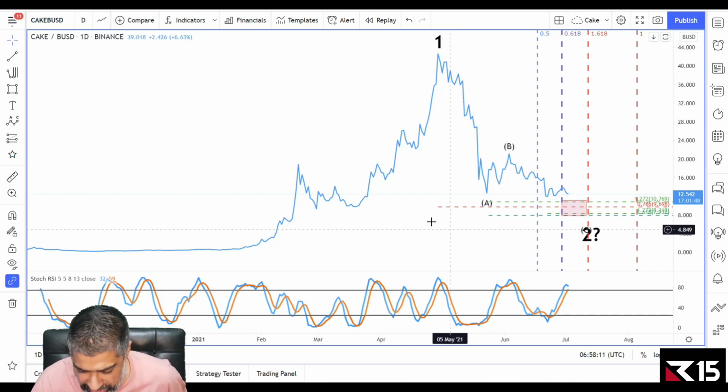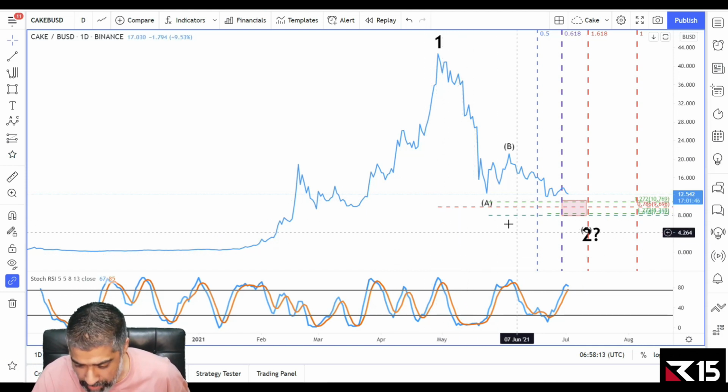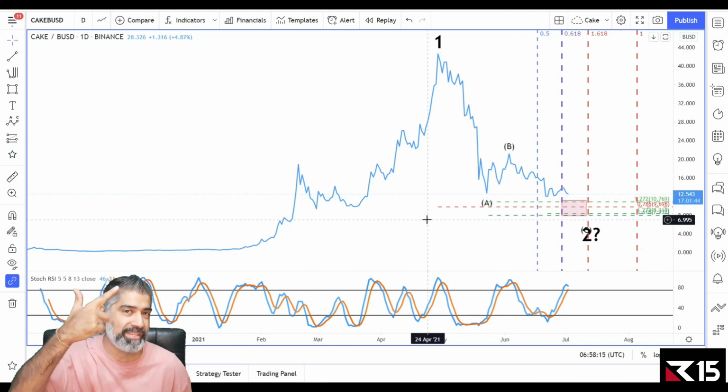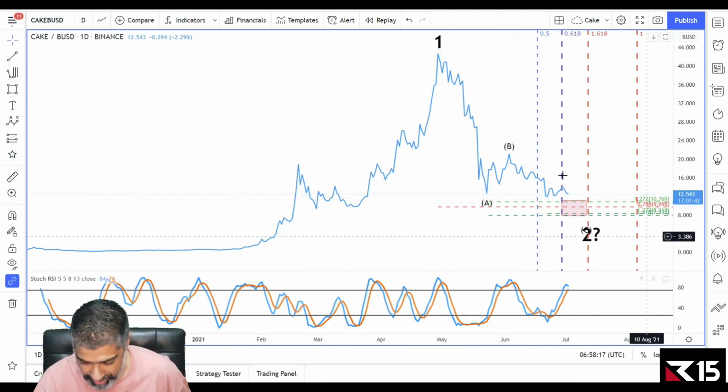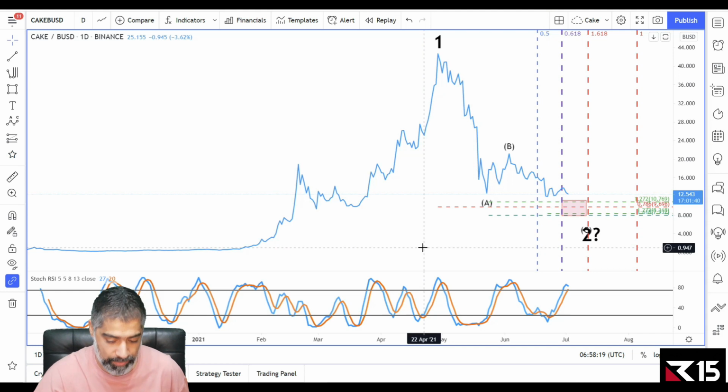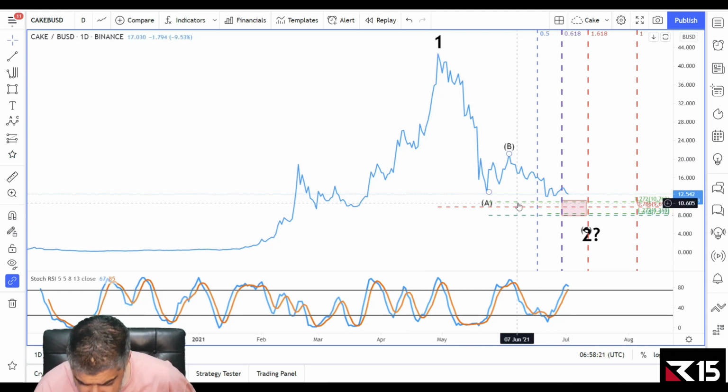So now we've got this zone. Let's just quote this and wrap up. We've got the pattern, an ABC of a wave 2, that's down here. Pattern. We've got price, this cluster zone, right?